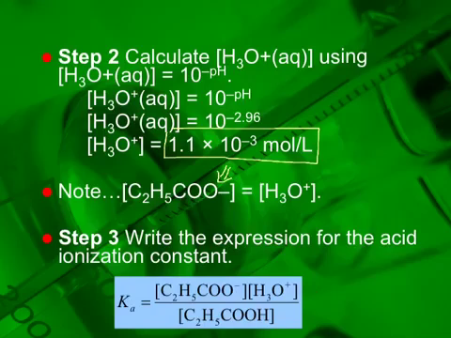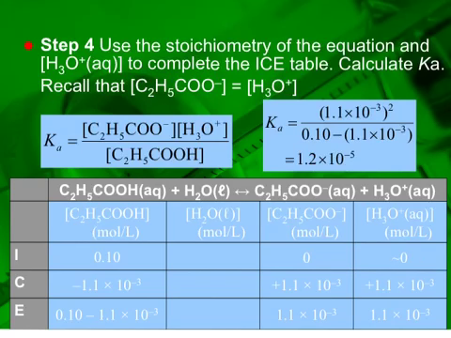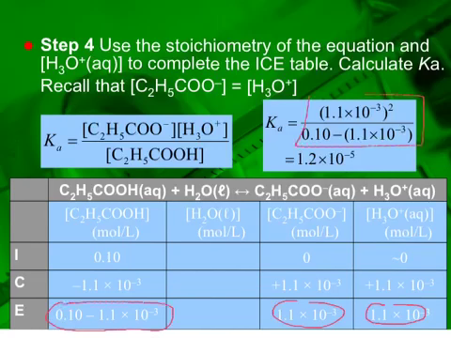Now we can set up our equilibrium expression: the concentration of propanoate multiplied by the concentration of hydronium divided by the concentration of propanoic acid. As we mentioned earlier, we can now substitute in the values for X here, and then solve for 0.10 minus X, that is here. We put it into our equilibrium expression, do our math, and find that the equilibrium expression, or Ka, equals 1.2 times 10 to the minus 5.